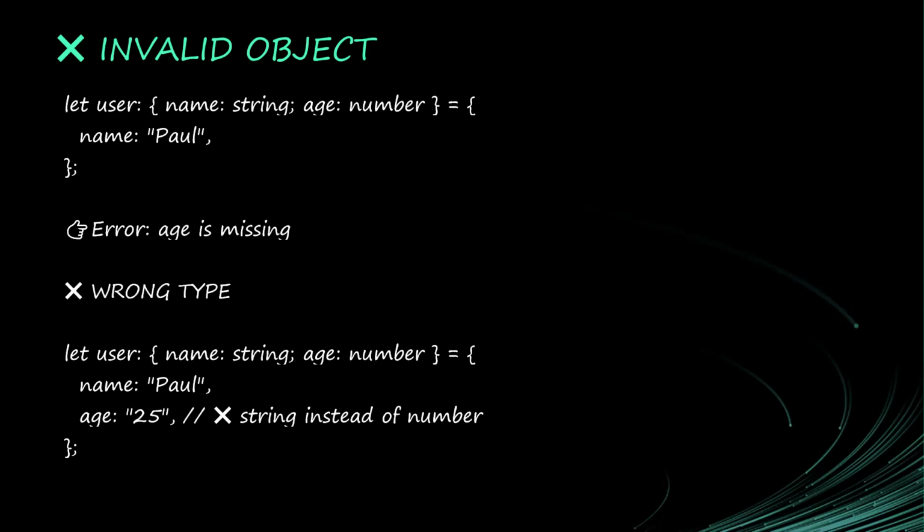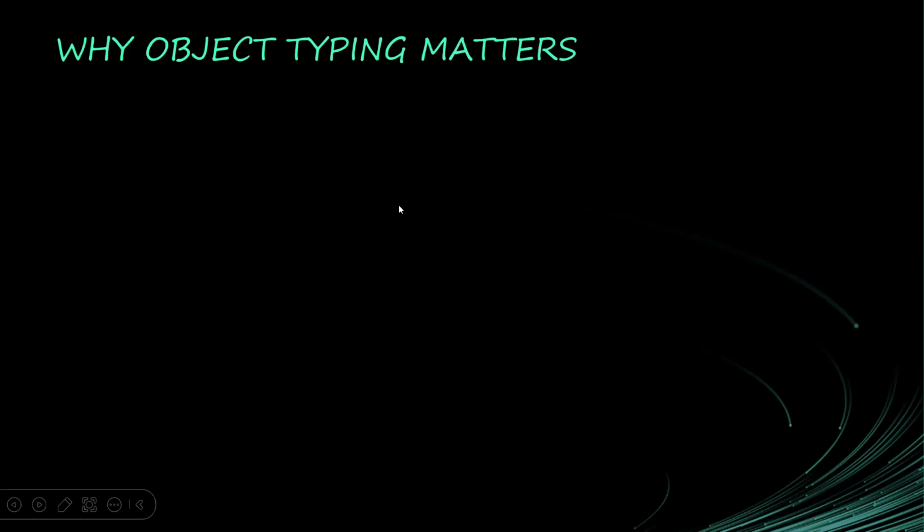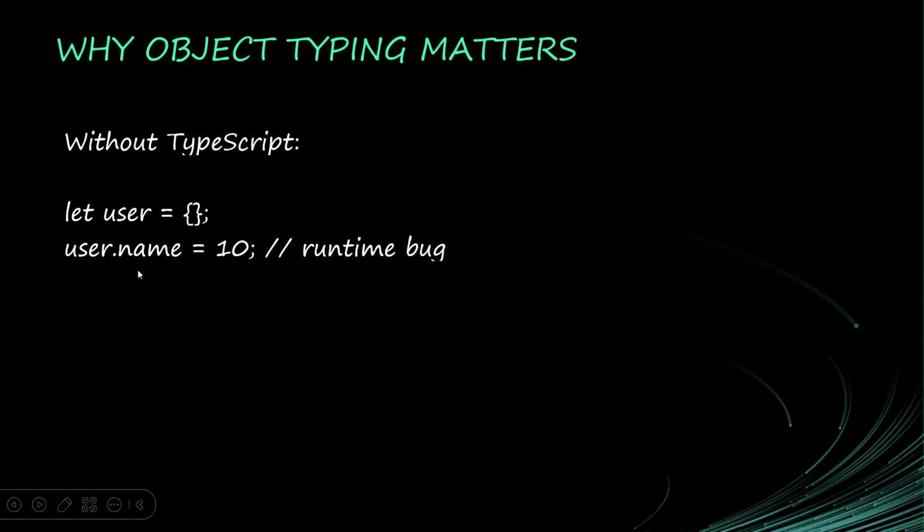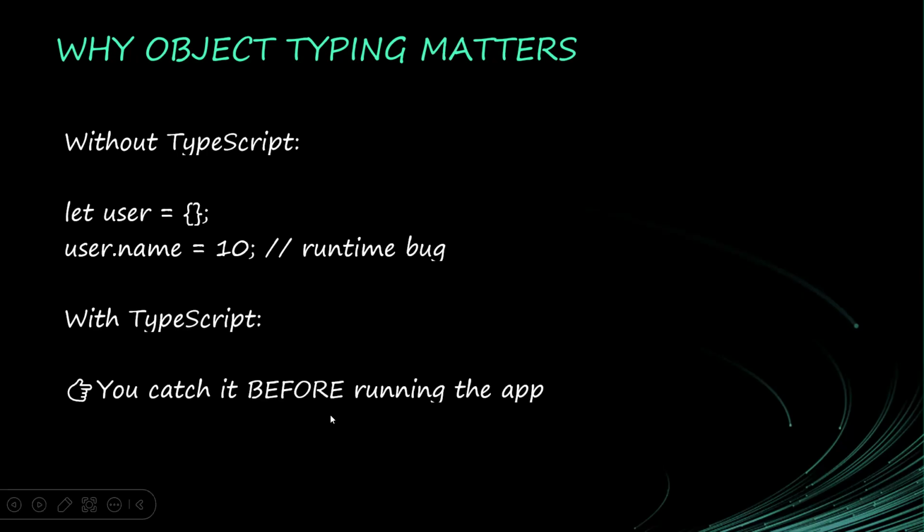So why object typing matters. Without TypeScript, let user equal an empty object. Then user.name is 10. So at runtime, there will be a problem, because this user object is empty and does not have any properties, and here we are assigning a property. But with TypeScript, the error will be caught. Although we can still argue that this would also work.